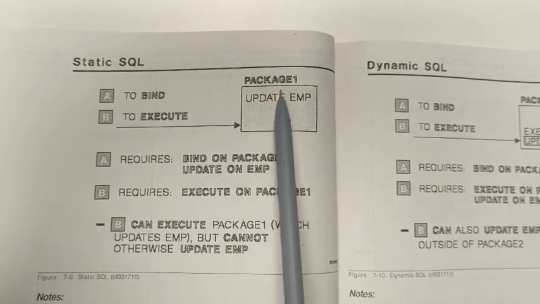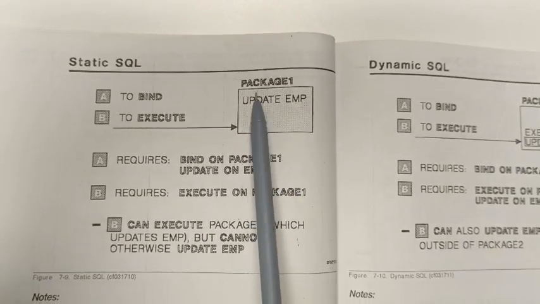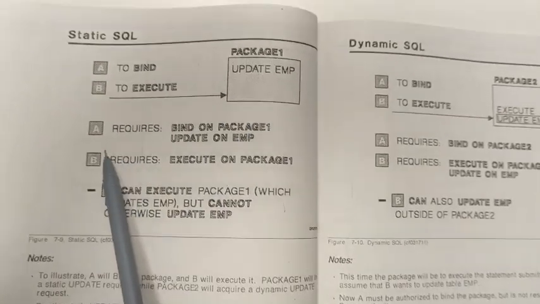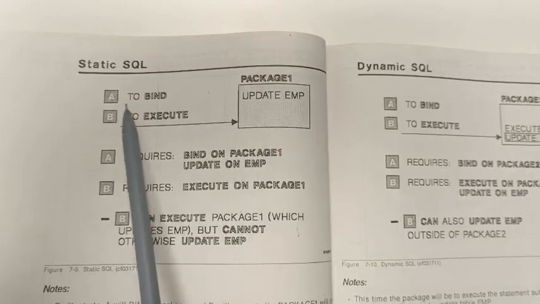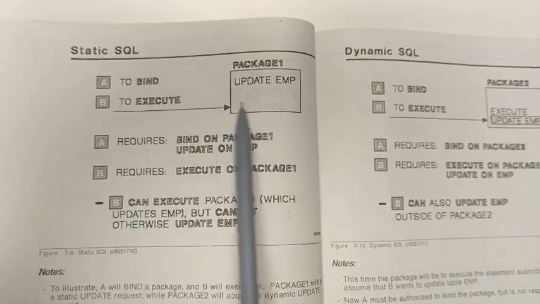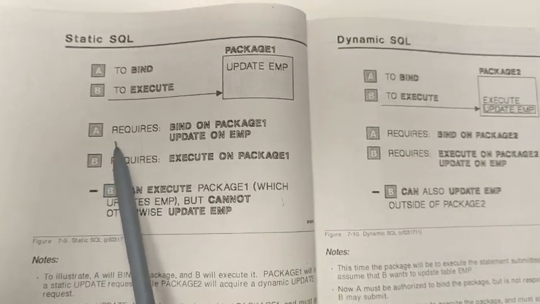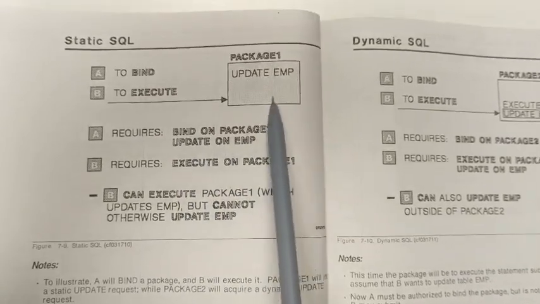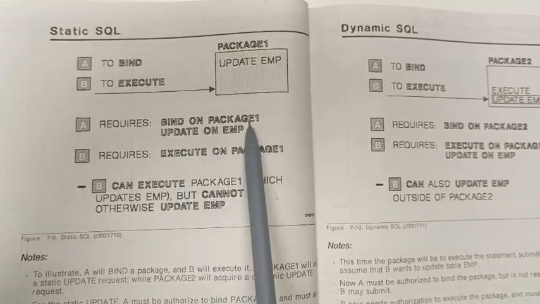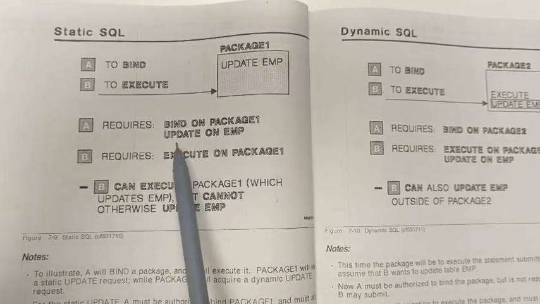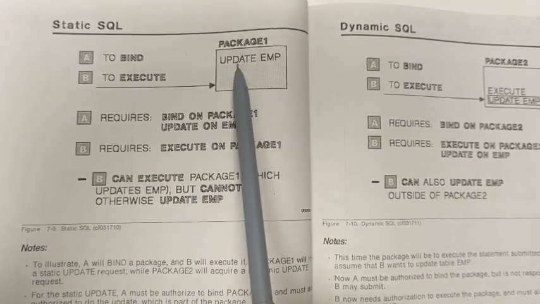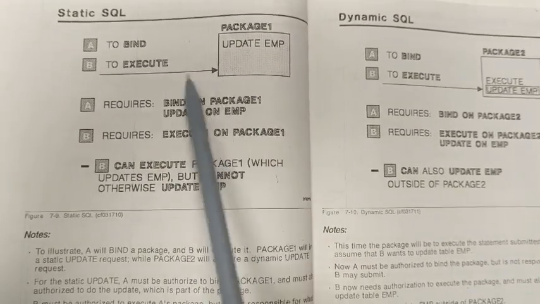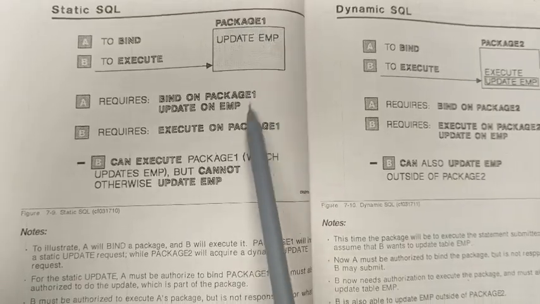A binds here, so he must have the package access, and B executes here. A requires a bind on a package and update on a table here. We will see what will happen. A must have bind on the package, then he must have other access like update on a table also. B requires execute on the package here, because B executes the package.